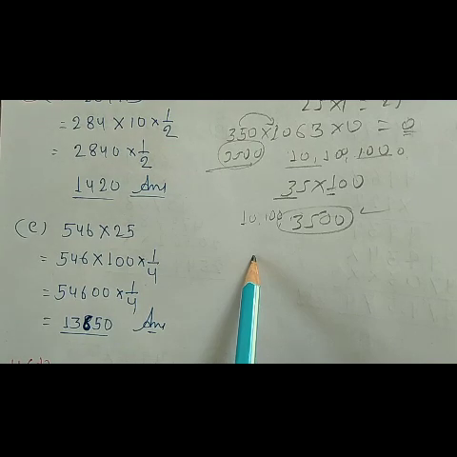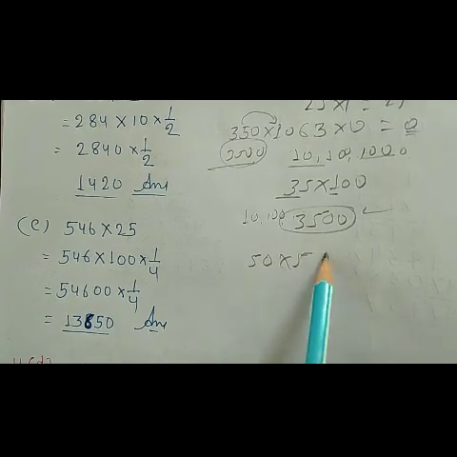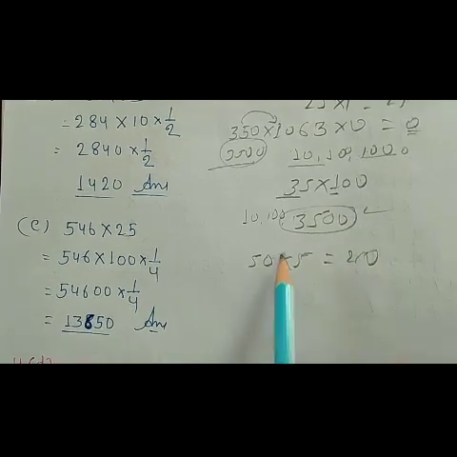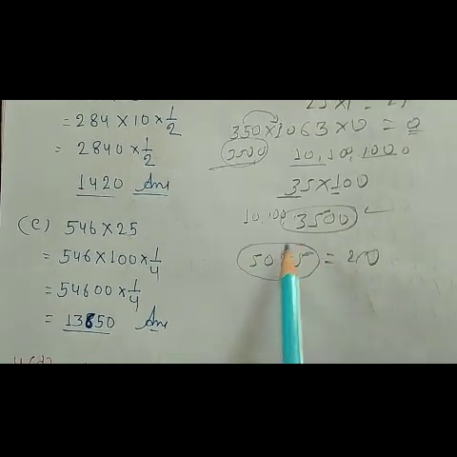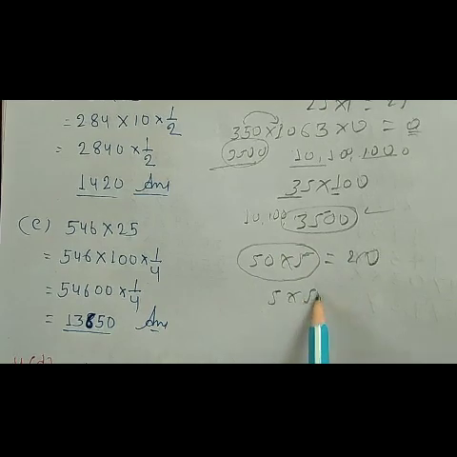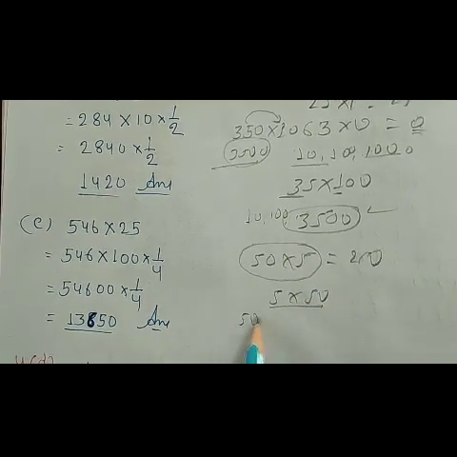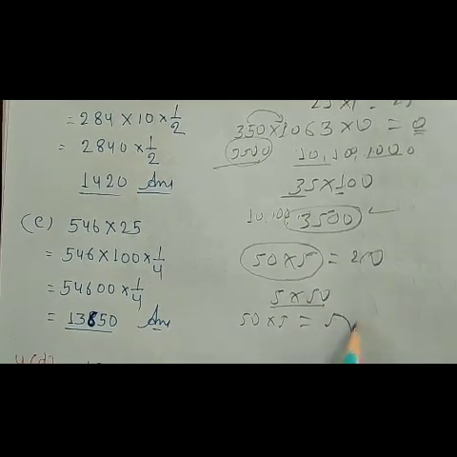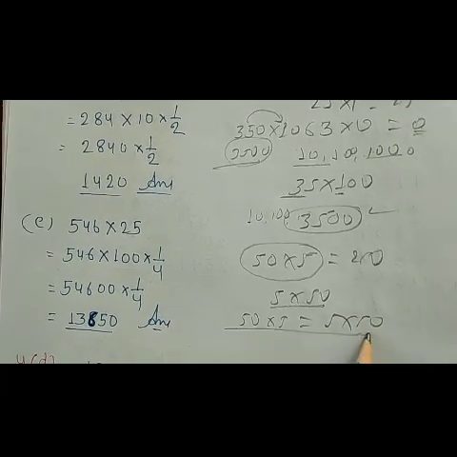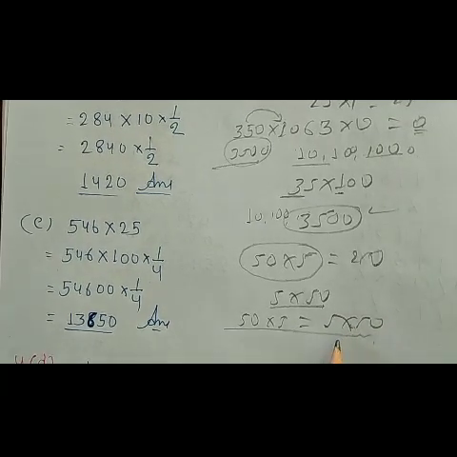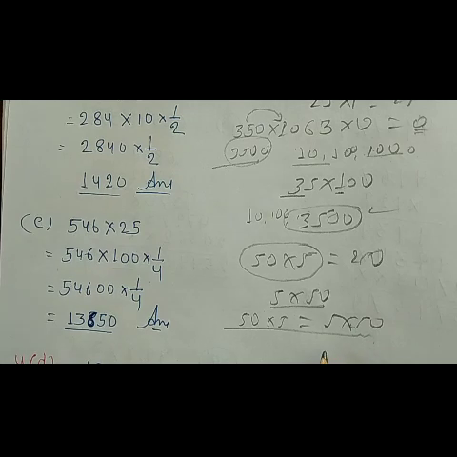What is in commutative property? Commutative property means if we multiply 50 into 5 equal to 250, so if we write 50 into 5 in another way, that is 5 into 50, means we can write 50 into 5 as 5 into 50 according to our need. So this property is called commutative property.